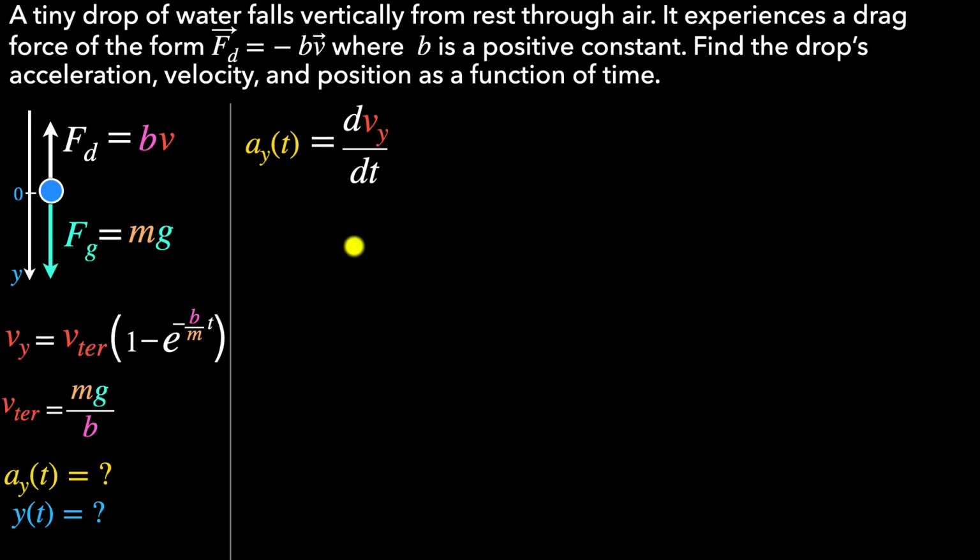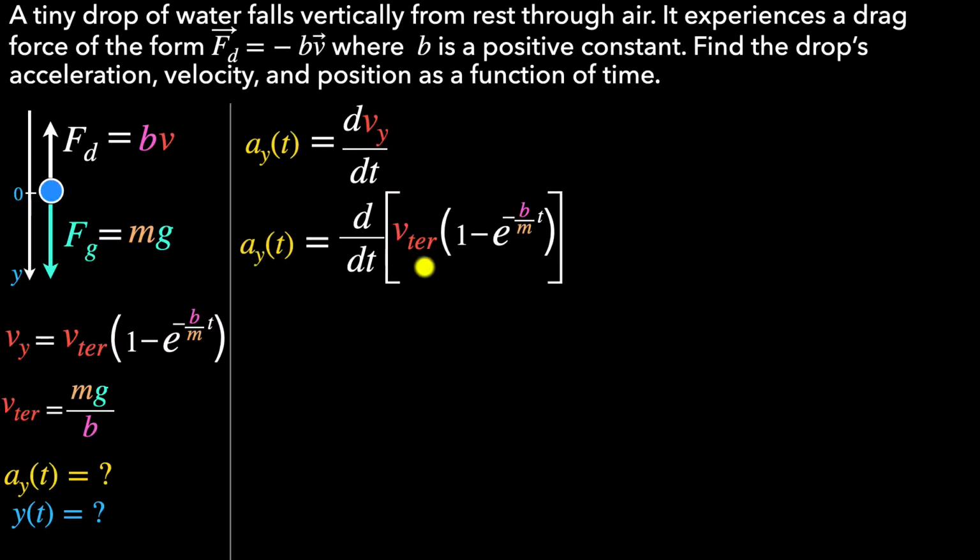Okay, let's do this. So we're going to differentiate this function. So it's going to be d over dt of this thing over here. What would that give us? Well, let's simplify this a little bit. So we can distribute this. So we'll get v terminal minus v terminal times e to the power this thing.